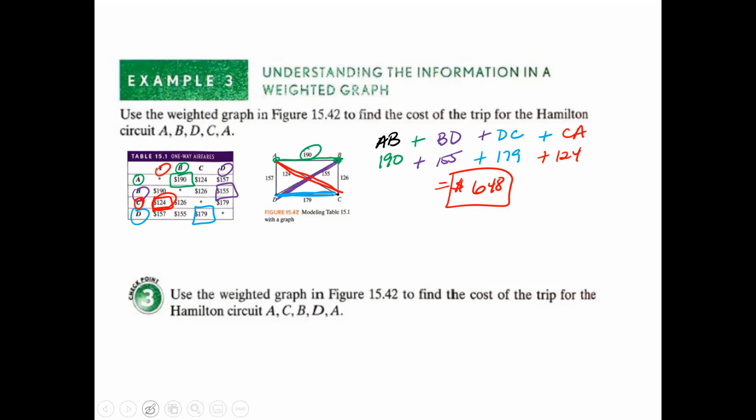All right, I want you guys to do the same thing, except you're going to do the circuits A, C, B, D, A, and go ahead and calculate that. Your answer should be 124, 126, $155, $157, which gives you a total of $562 for your trip.